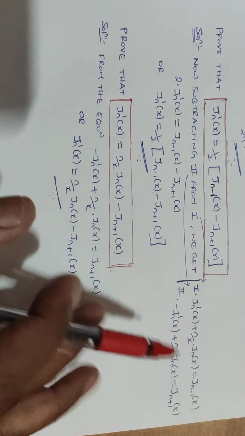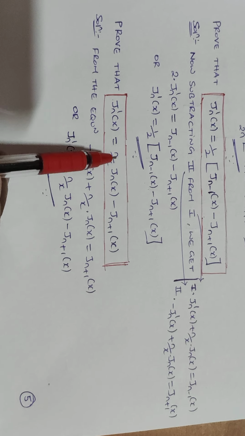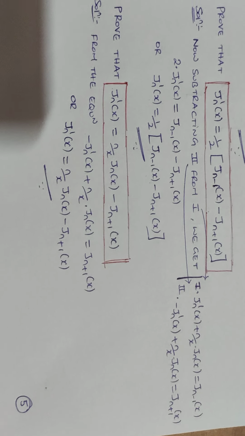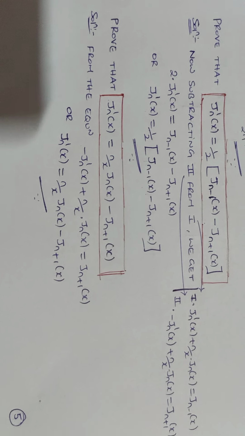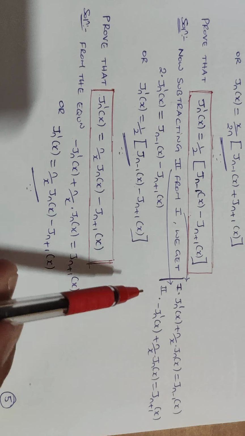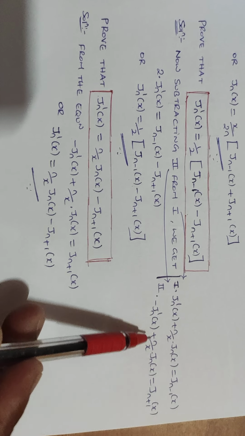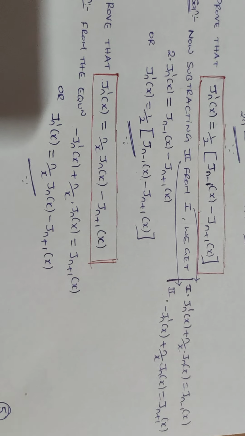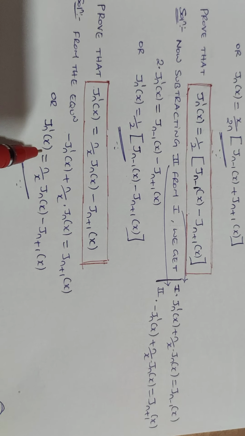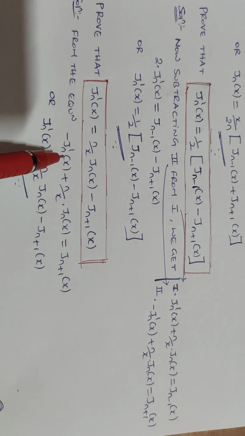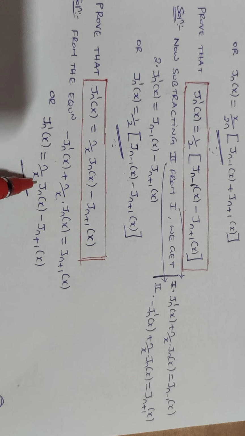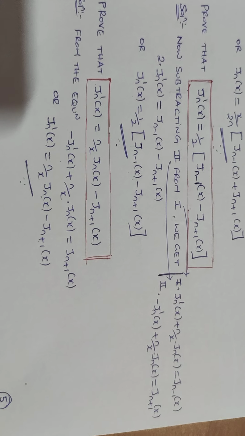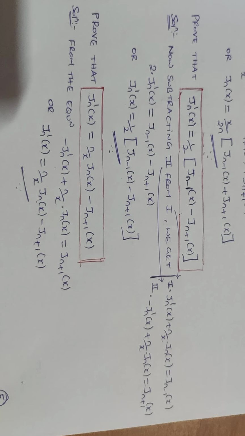Now to prove that Jn dash of x is equal to n by x into Jn of x minus Jn plus 1 of x. So from equation 2 we have minus Jn dash of x plus n divided by x into Jn of x, which is equal to Jn plus 1 of x. On taking the Jn dash of x term to the right side, we observe n by x into Jn of x minus Jn plus 1 of x. This is the method of proving the required recurrence relations.